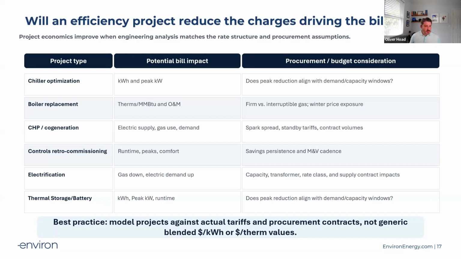From a kWh perspective, battery storage or thermal storage is going to have more of a limited impact. It's more so based around kW. And then finally, electrification.